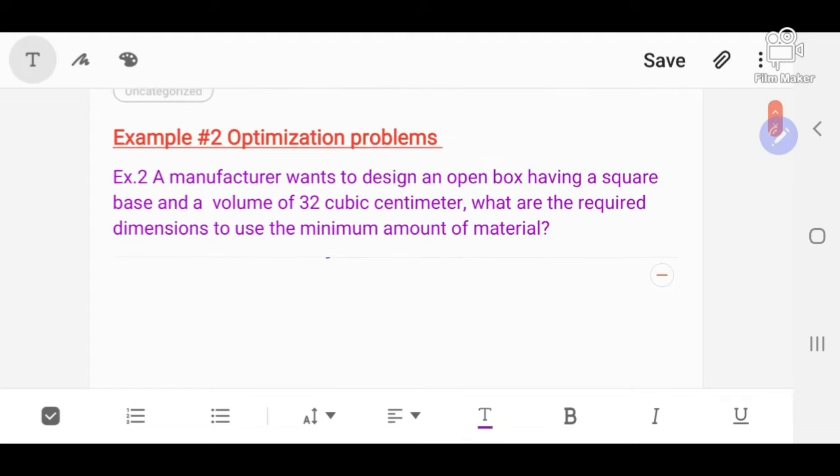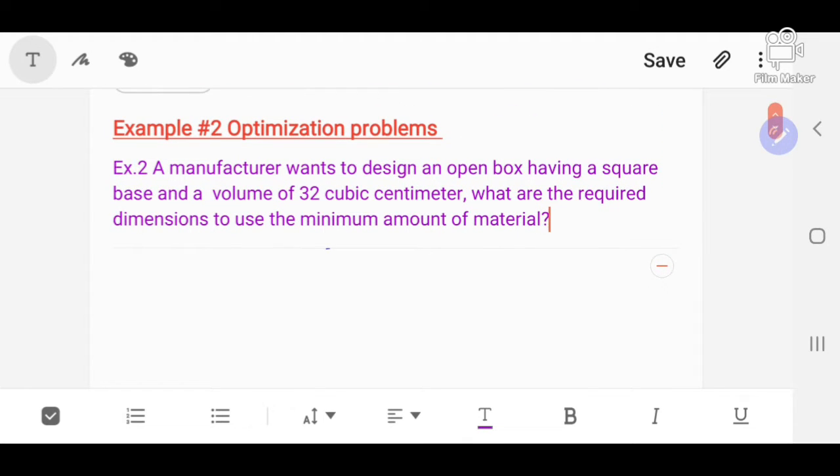After we have explained optimization problems with the first example, now let's try to solve another example on this topic. Let's try to read it together and keep in mind that to understand word problems and be able to solve them, you need to read them at least 3 times in order to understand every point in it. So let's read this together.